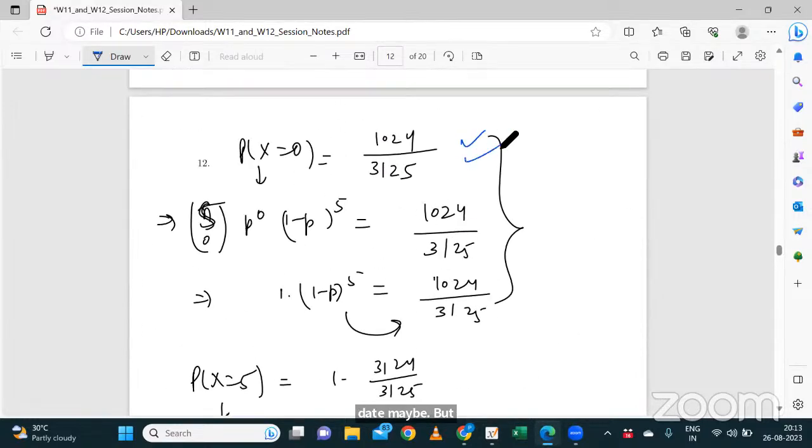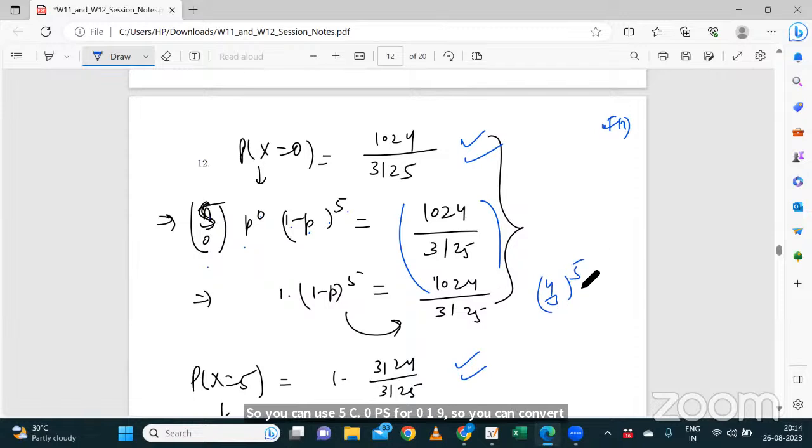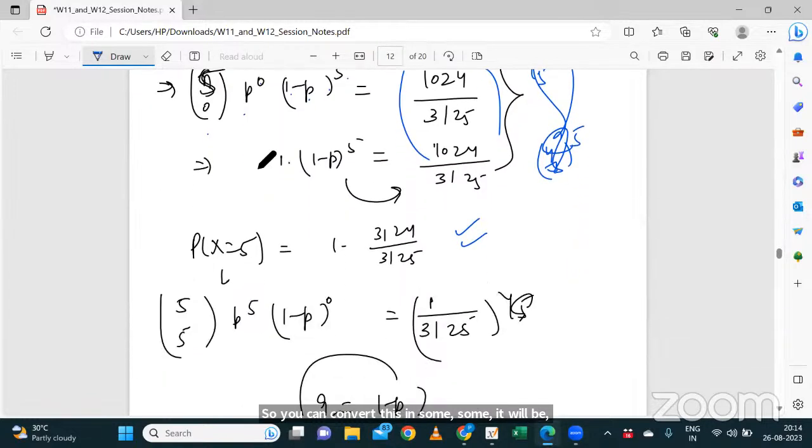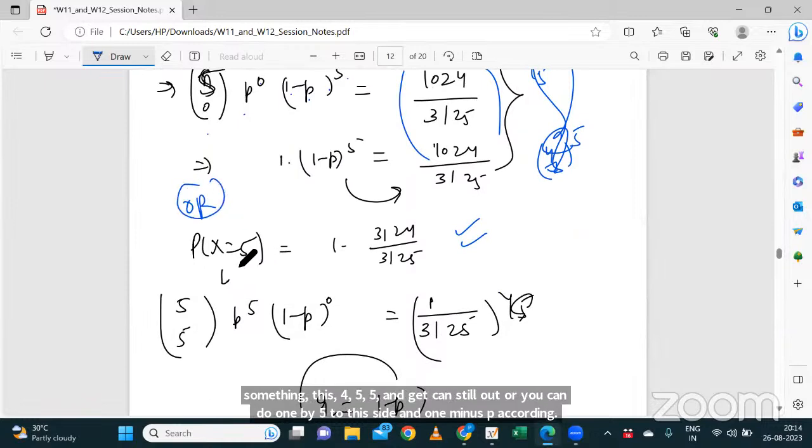So just take the probability x equal to 0 or probability x equal to 5. So what you will do, n is 5, right? You can see from the CDF also. So you can use 5C0 p raised to 0 into (1 minus p) raised to 5. So you can convert this into something raised to 5. The 5 will get cancelled out, or you can take the 1 by 5 to this side and 1 minus p accordingly, right? Or you can use the probability x equal to 5.